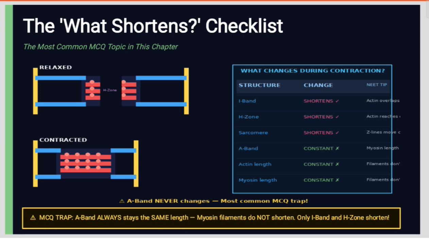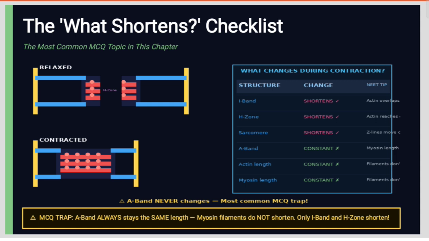The A band remains constant. This is a critical MCQ answer. The A band represents the full length of the myosin thick filament. Since the myosin does not change its length, it only moves actin. The A band remains the same width, always, in the relaxed state, partially contracted or fully contracted state. A band length is always constant. Actin and myosin filament lengths are both constant. The filaments themselves do not shorten, stretch or change.